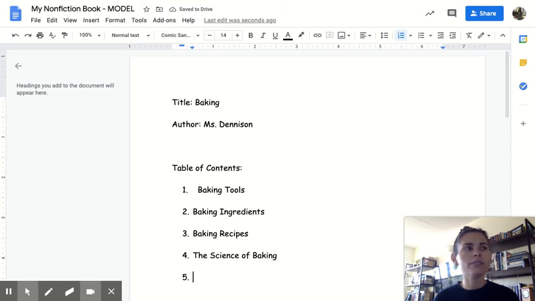Now, yesterday, I was thinking about baking substitutions and things like that, but that doesn't really seem to fit into my table of contents. I don't know where it would go. So I'm going to think about how I could best title my fifth chapter so that it goes in the same order.